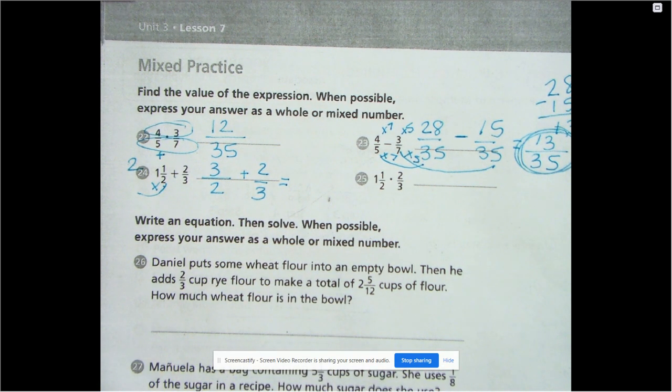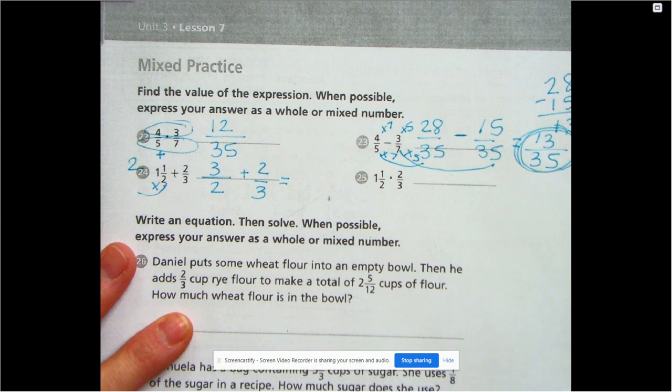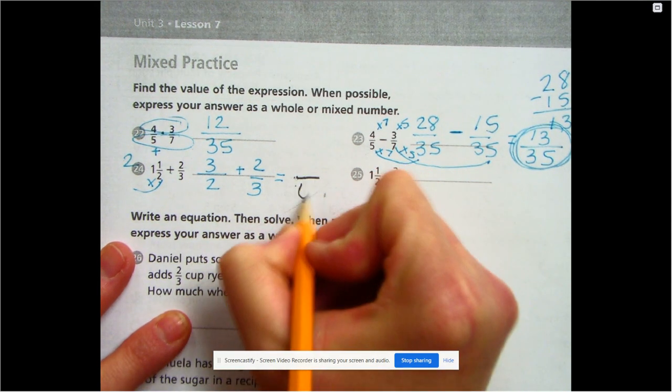Now you're going to notice that the 2 and the 3 are not the same denominator. So when I count by 2s and when I count by 3s, what is that first lowest common denominator that you hear? Great, 6s.